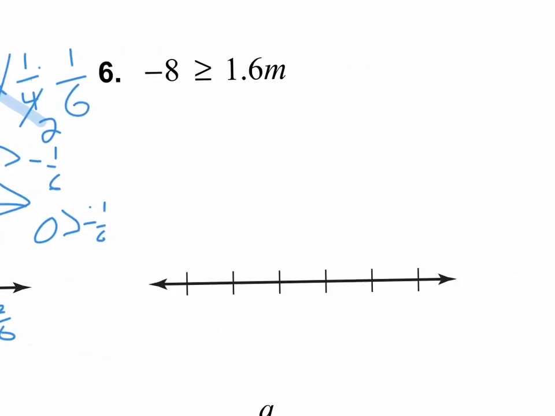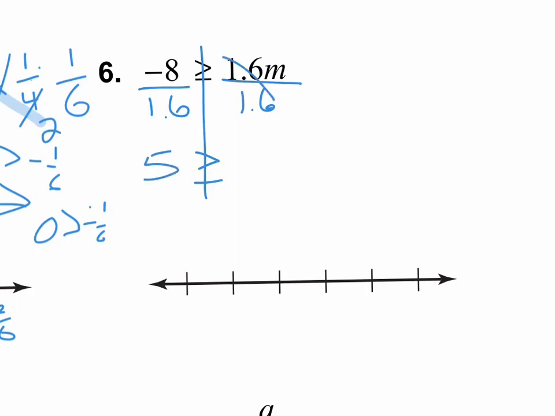Alright, number 6. So we draw our line down. You guys have calculators, so we're going to divide by 1.6. We are not dividing by a negative or multiplying by a negative, so this sign stays the same. So I'm going to just drop that down. I'm going to take 8 and divide it by 1.6 on my calculator. I get 5 over here.